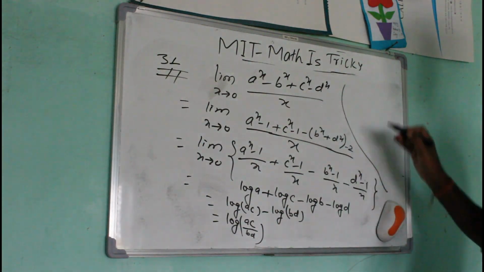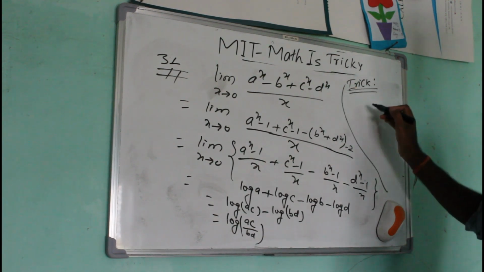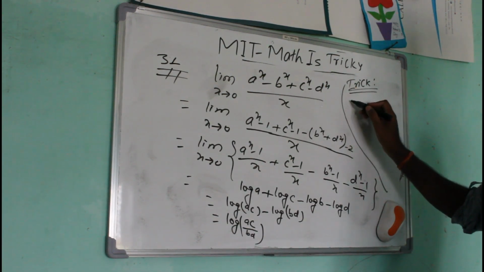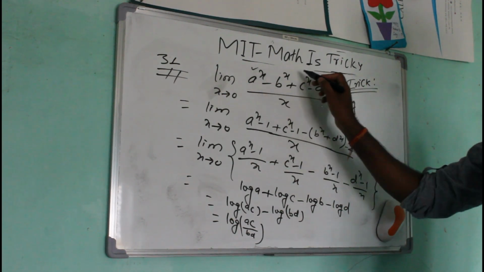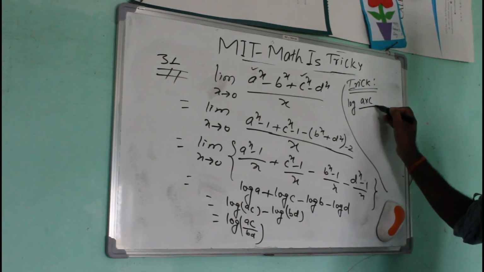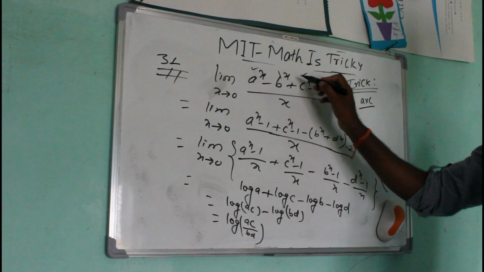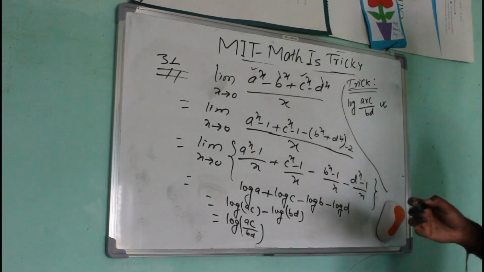Now for this I'm sharing one trick also. Look here, in this type of problem the answer will always be log of the plus terms multiplied, so right here in the numerator a into c, and the minus terms will be in the denominator. You can write that directly.